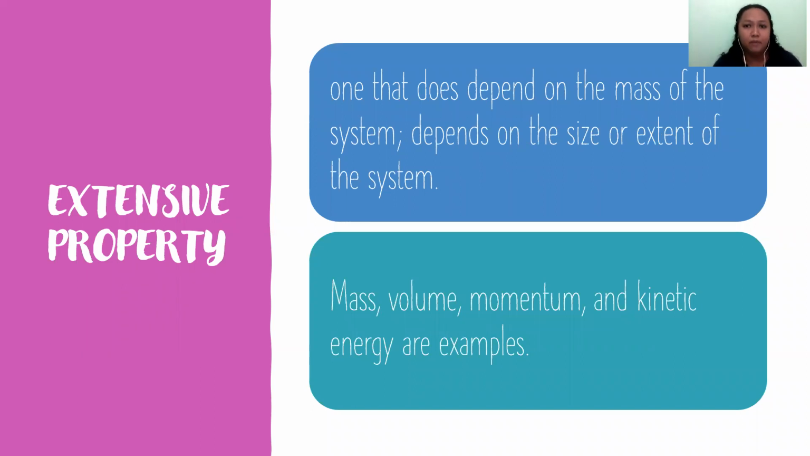While an extensive property, nagde-depend siya sa mass of the system. So, nagde-depend siya sa size or the extent of the system. We have the mass, volume, momentum, and kinetic energy as examples. Volume natin, minsan nakukuha natin siya sa density equals mass over volume, so volume is equal to the mass over the density. Momentum natin, also needed din yung mass natin. As well, the kinetic energy, which is 1/2 mv squared, mass times the velocity squared. Okay? So, dependent siya, extensive property siya.